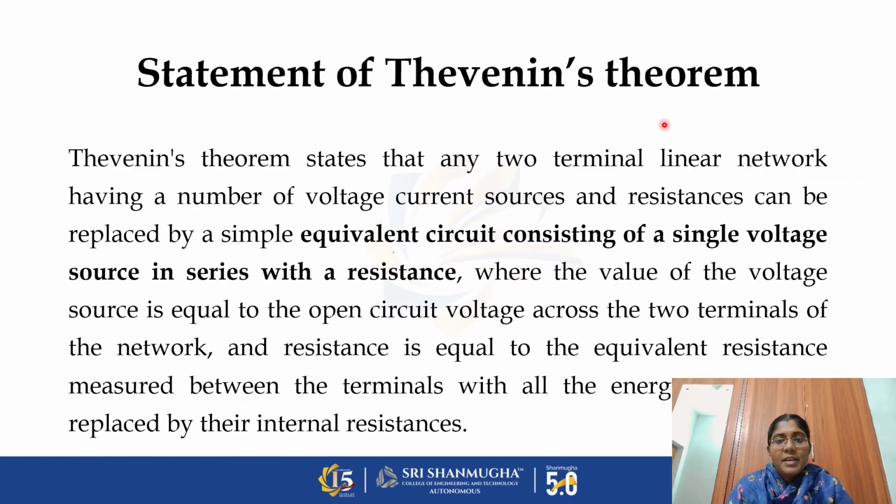And the next one, this is the statement of Thevenin's theorem. Thevenin's theorem states that any two-terminal linear network having a number of voltage, current sources and resistances can be replaced by a simple equivalent circuit consisting of a single voltage source in series with a resistance, where the value of the voltage source is equal to the open circuit voltage across the two terminals of the network, and the resistance is equal to the equivalent resistance measured between the terminals with all the energy sources replaced by their internal resistance.